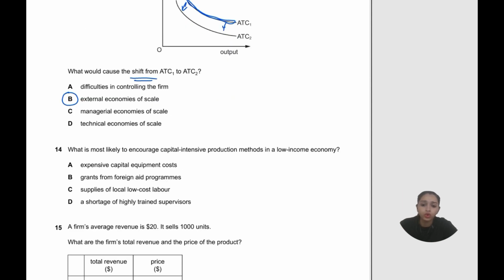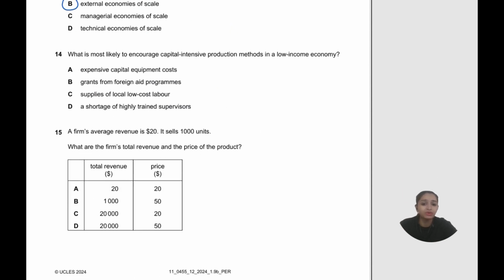14th question. What is most likely to encourage capital intensive production methods? They are saying capital intensive means machinery used in a low income country. Usually, we all know whenever there is a low income country, mostly the labor force is unemployed. So, ideally, most of them would prefer using a labor intensive method of production. However, this economy is using capital intensive. Let's look at the options.